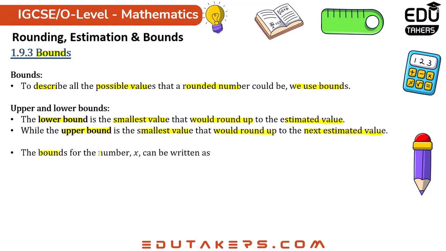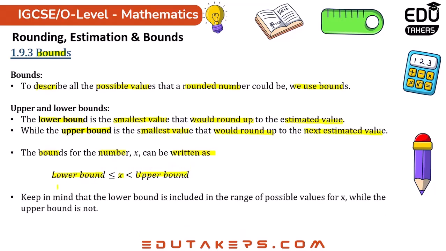The bounds for the number x can be written as lower bound is less than or equal to the number x and less than upper bound. Keep in mind that the lower bound is included in the range of possible values for x, while the upper bound is not.